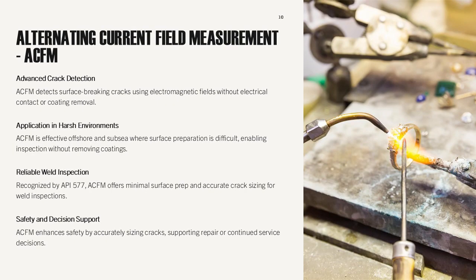Alternating current field measurement or ACFM is an advanced electromagnetic technique for detecting surface-breaking cracks in metallic components. Unlike traditional eddy current testing, ACFM provides quantitative information about crack length and depth without requiring electrical contact or removal of coatings. The method uses a probe that induces an alternating current in the material, creating a magnetic field. Discontinuities disturb this field, and sensors measure the resulting changes.